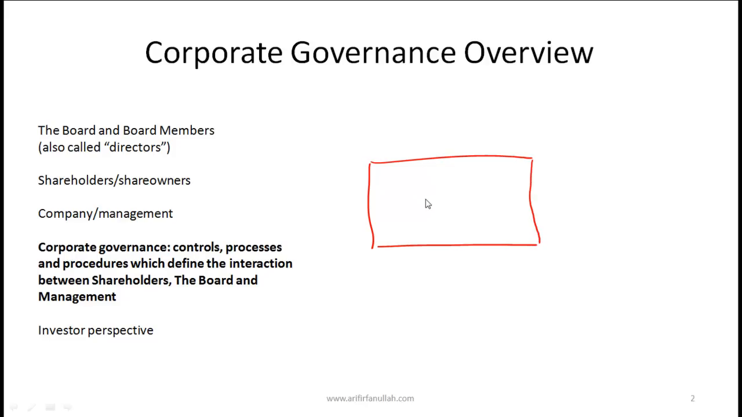So let's say that this is the company that we are evaluating. So we want to evaluate the corporate governance of company X. The stakeholders for this, let's say this is a publicly traded company. We have a certain management team. So this management team runs company X. So company and management is often used interchangeably. This is the company in which, let's say, an investor is considering whether or not to invest.